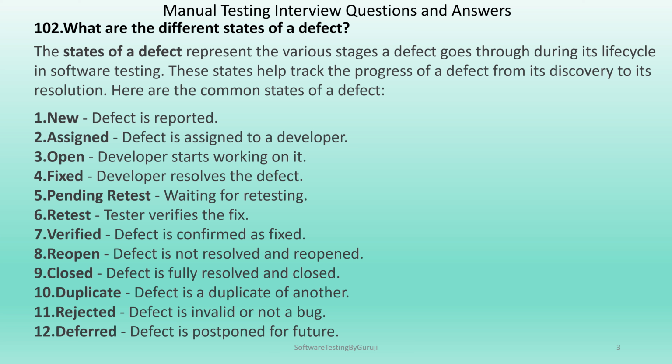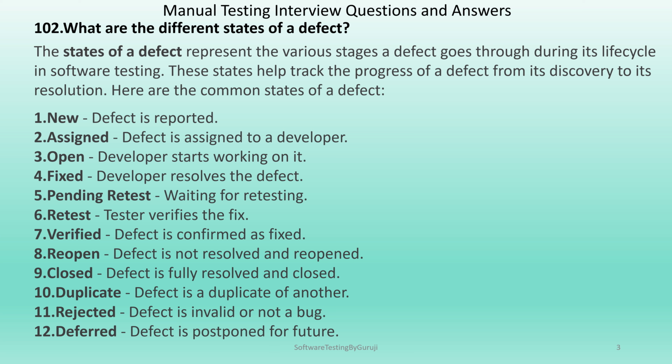These states help track the progress of a defect from its discovery to its resolution. Here are some common states of defect. First, new, defect is reported. Second, assign, defect is assigned to a developer. Third, open, developer starts working on it. Fourth, fix, developer resolves the defect. Fifth, pending retest, waiting for retesting. Sixth, retest, tester verifies the fix. Seventh, verified, defect is confirmed as fixed.